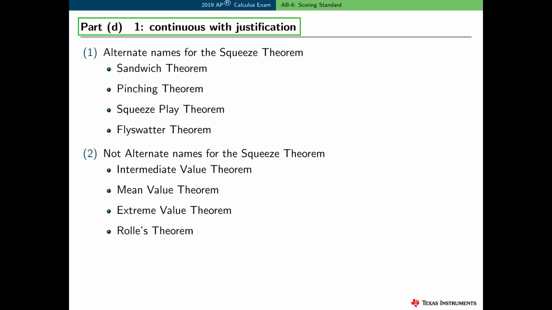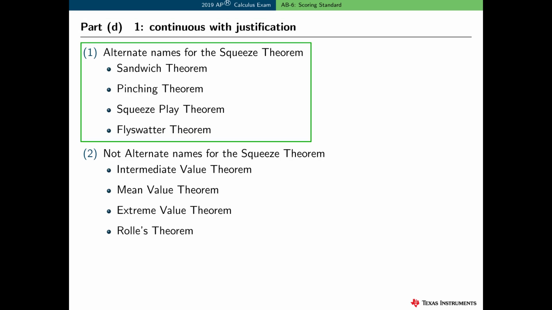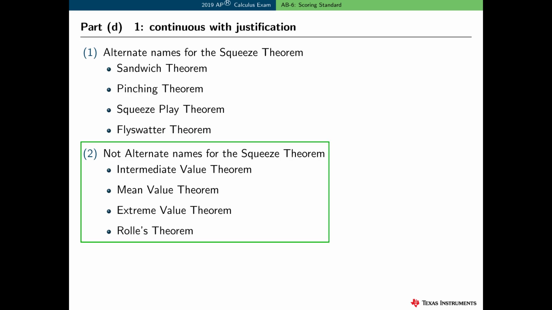Part D was worth 1 point for concluding that k is continuous at x equal 2, and for presenting sufficient justification for this conclusion. Now, here are some alternate names for the squeeze theorem that were accepted. Now, I'm not sure who's teaching the fly-swatter theorem, but we accepted it. And here are some theorem names that were not accepted in Part D.